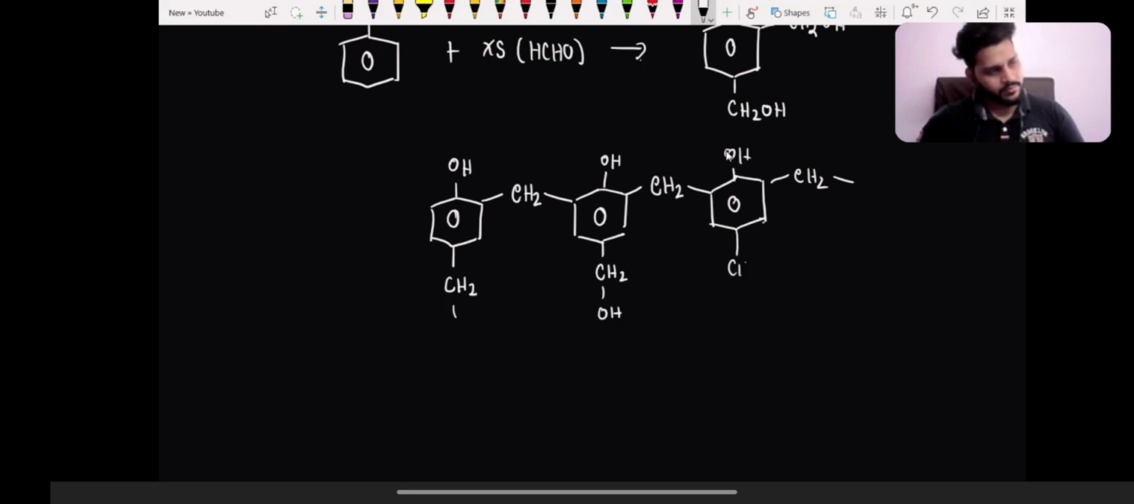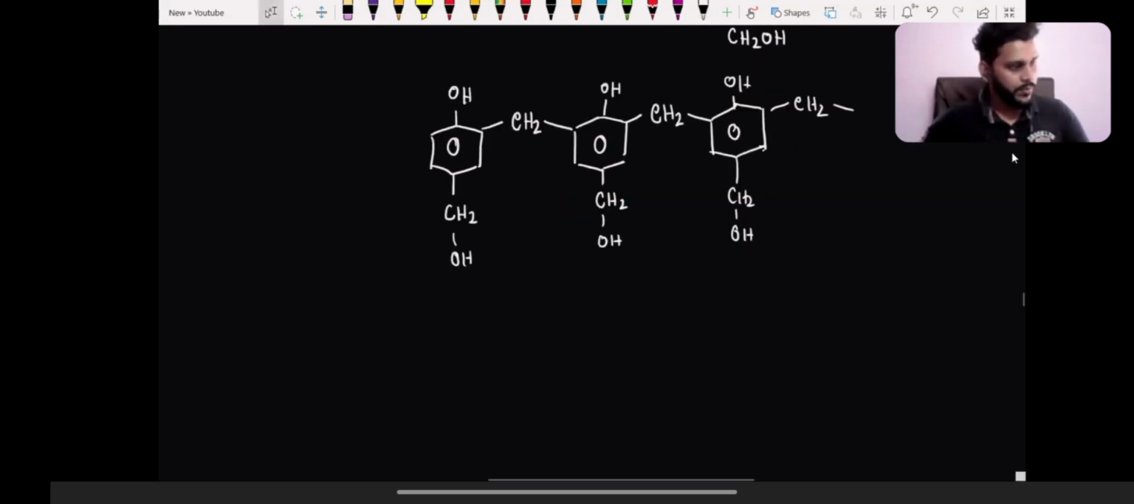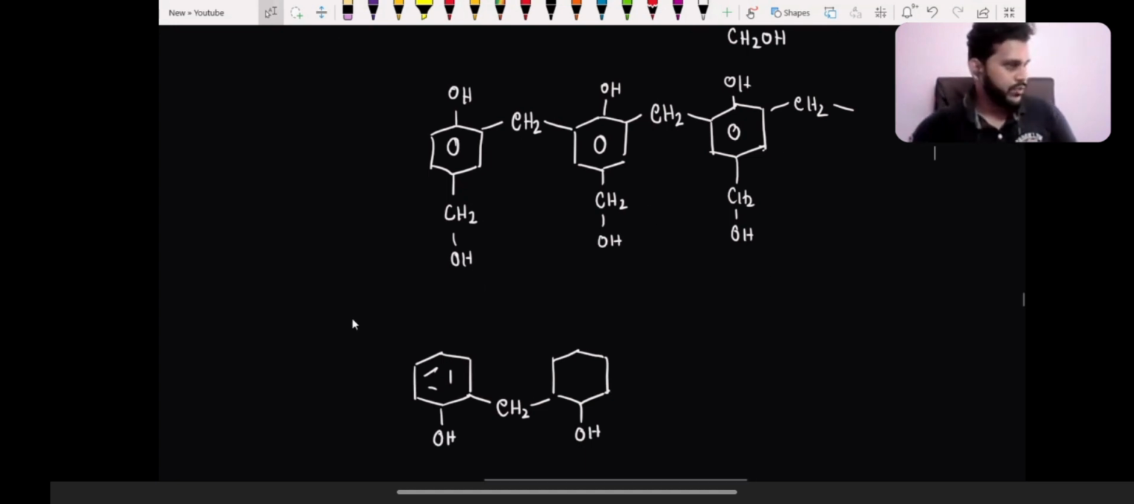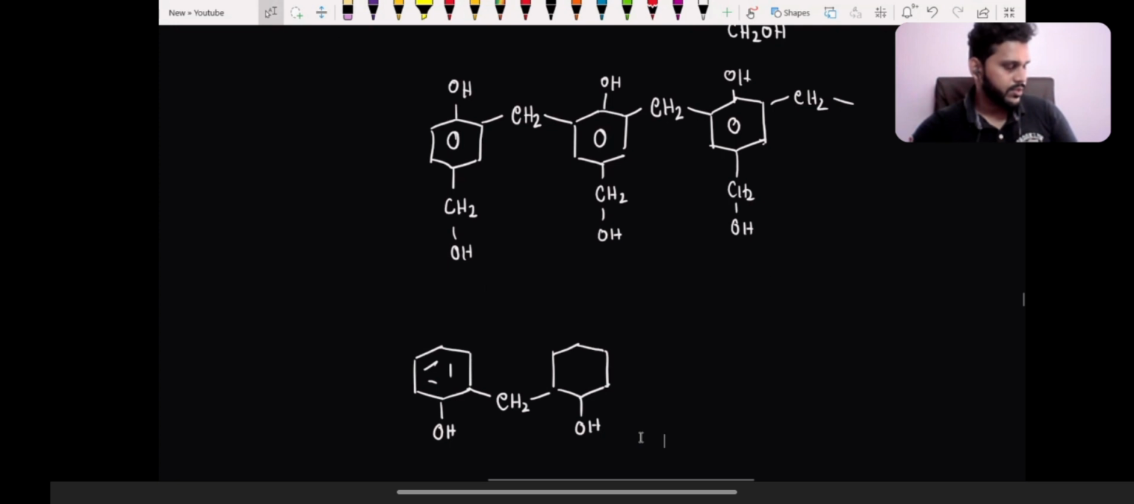Let's draw all the things with me, otherwise you won't be able to remember. Now I'll be drawing this ring one more time in the bottom, but in the upside down manner. So it means I'll keep the OH in here, then CH2, here. I think I need to shift it a little right. Just one second.